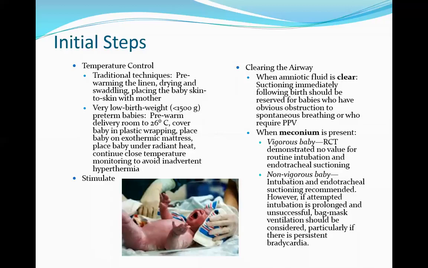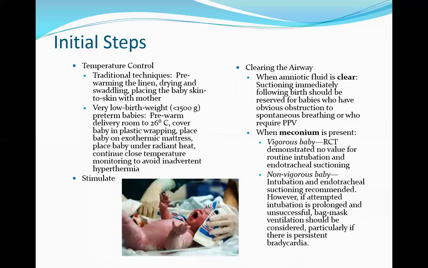important to pre-warm the delivery room to 26 degrees Celsius. Other options include covering the baby in plastic wrapping, placing the baby on an exothermic mattress, or placing the baby under radiant heat. But it is important to remember to continue close temperature monitoring to avoid inadvertent hypothermia of the baby. Also, stimulation of the baby. Other initial steps include clearing the airway.